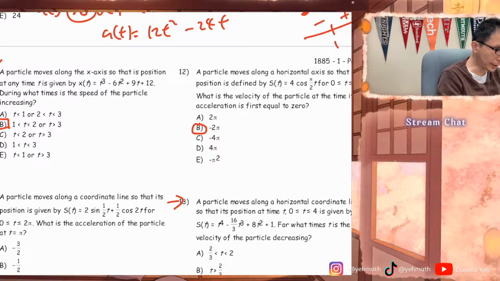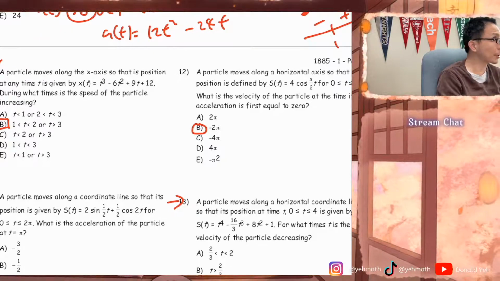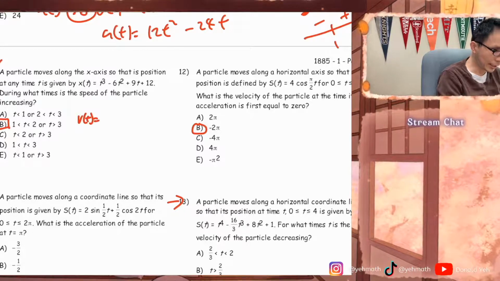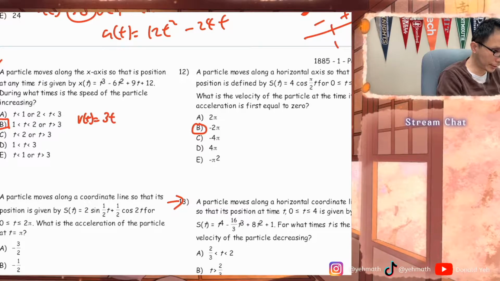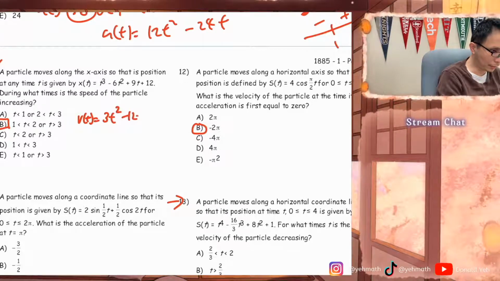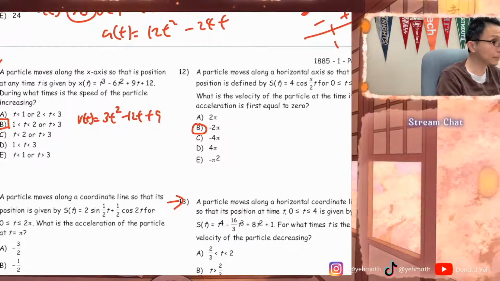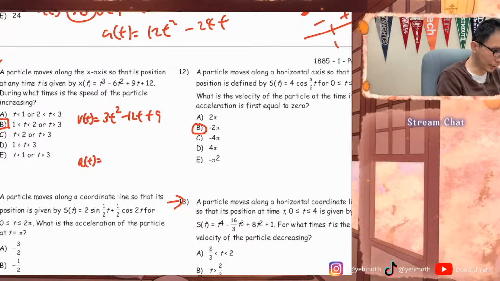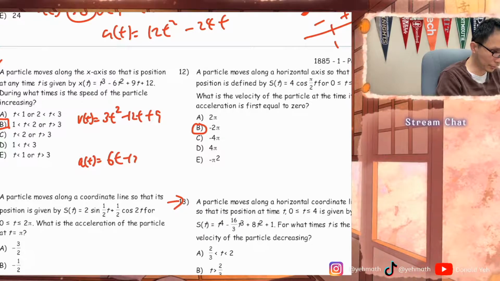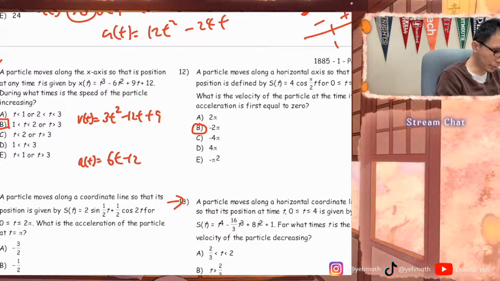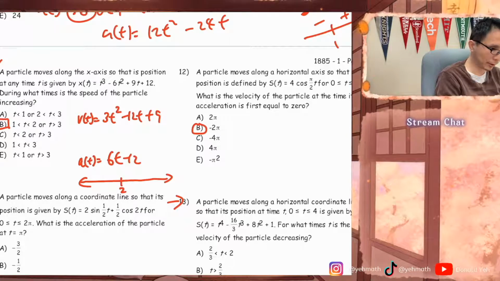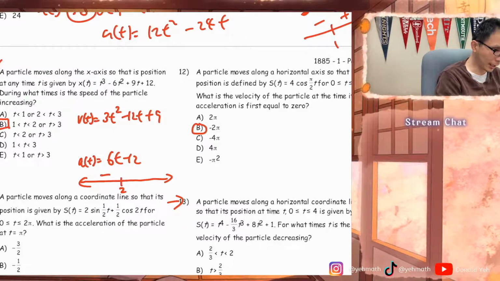So what we're gonna do is, of course, find the relationship between velocity and acceleration. So velocity is equal to 3t^2 - 12t + 9. And a(t) is equal to 6t - 12. And what we're going to do is some type of number line. And it's 2 because t equal to 2 makes it equal to 0. So this one's going to be negative and positive.